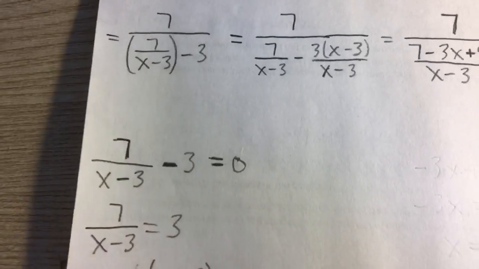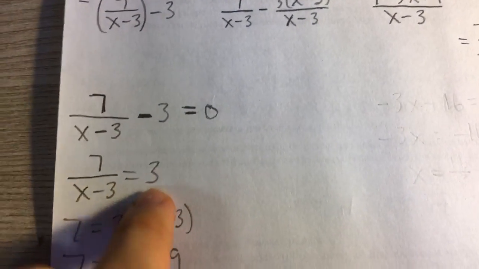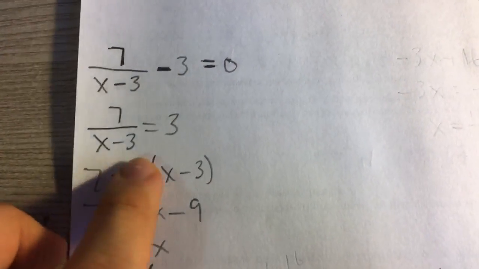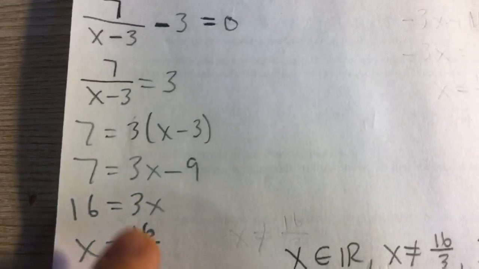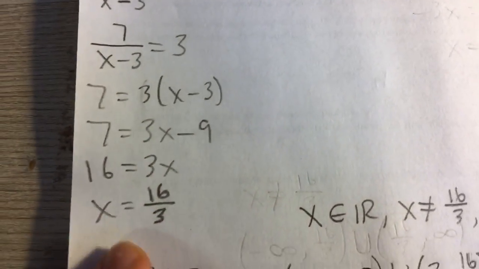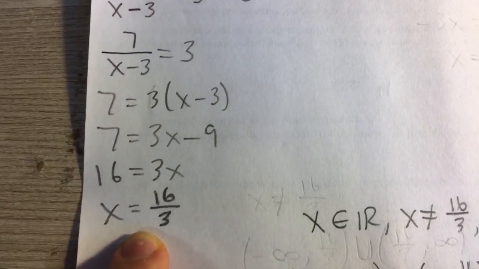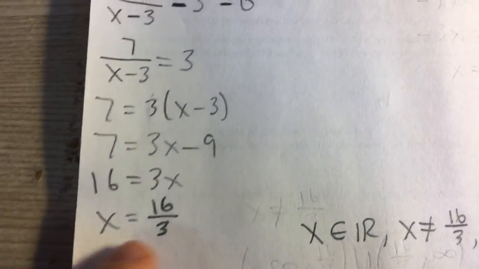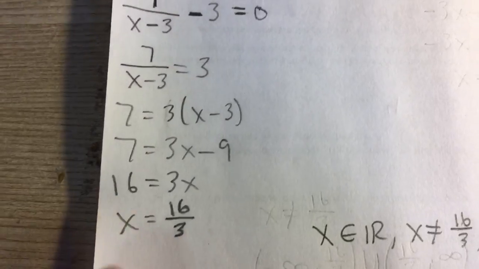Set the denominator equal to 0. I solve for x by adding 3 to each side, multiplying both sides by x minus 3. I distribute the 3x minus 9, and then solve for x. I see x is 16 over 3. So that's one value that's excluded.